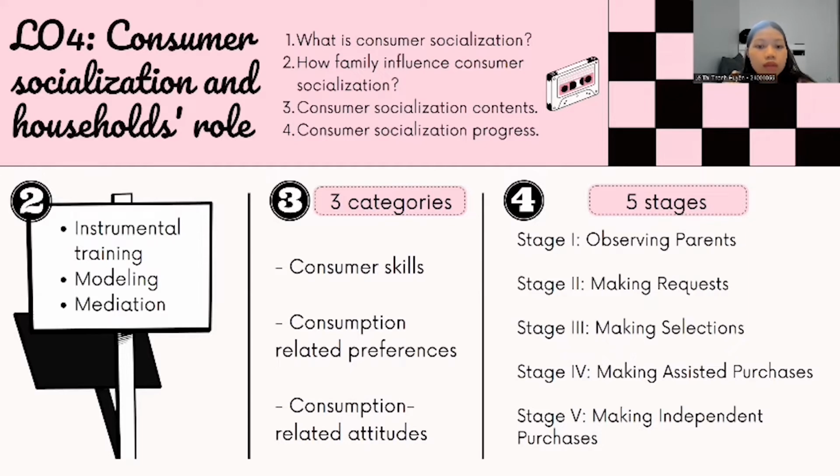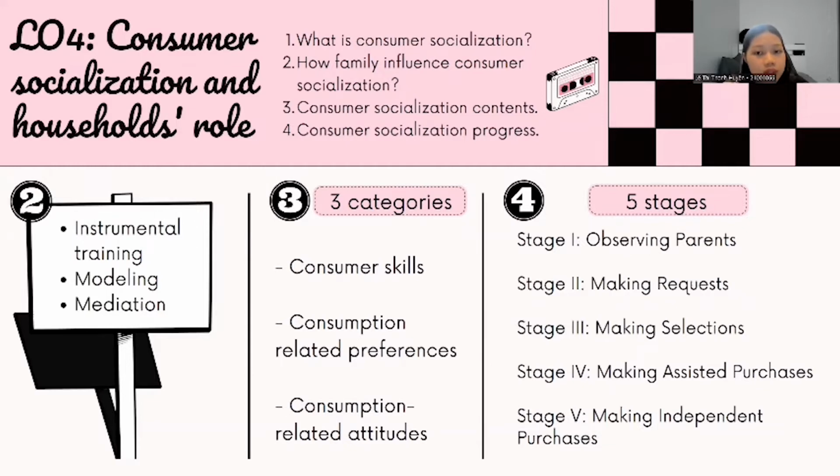Now we will come to the third problem. Consumer socialization deals with the learning of consumer skills, which are the capabilities necessary for purchase to occur, such as understanding money, budgeting, and product evaluation. The next is consumption-related preferences. These are the knowledge, attitudes, and values that cause people to attach differential evaluations to products, brands, and retail outlets.